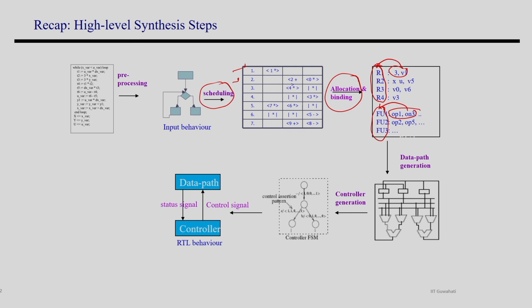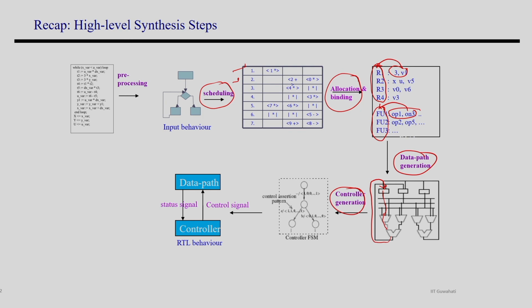After allocation and binding, we already have that information with us. We know how many registers and how many FUs there are, and exactly how the operations or variables are mapped to them. The next phase is data path and controller generation. In this step, we have to make the connections from registers to FUs, because this operation is going to happen in an FU and the data should come from registers. Once the operation is done in the FU, that data has to be returned to the registers. These are the interconnections, and that is data path synthesis.